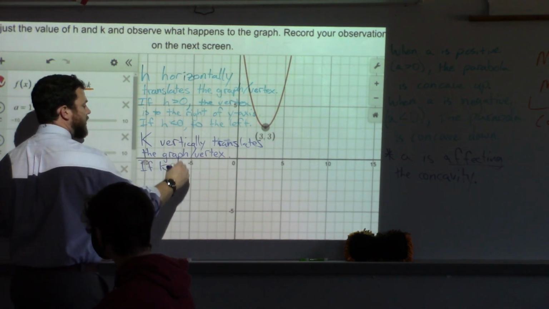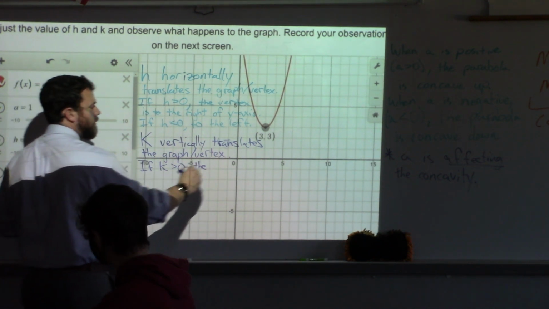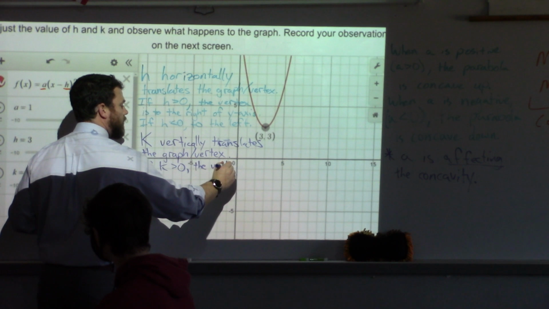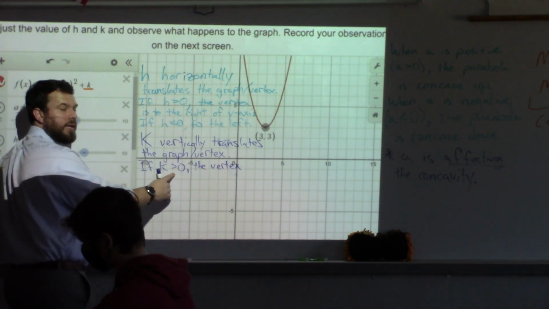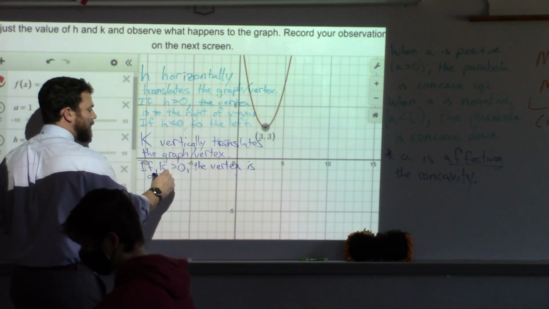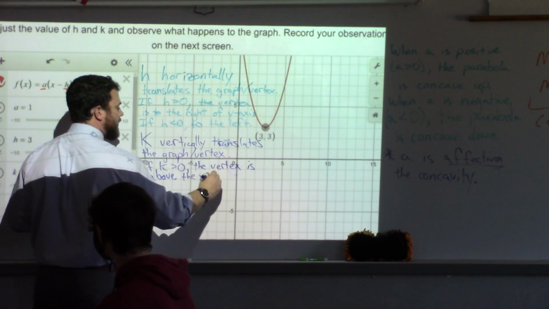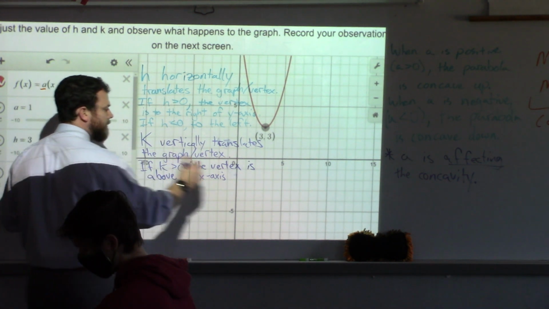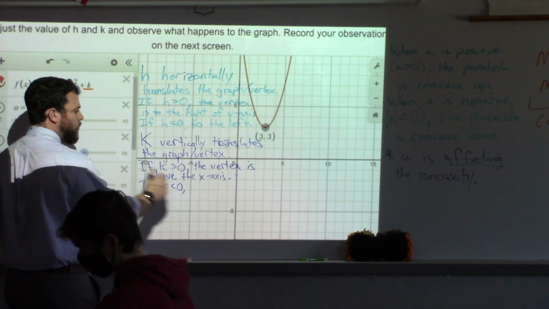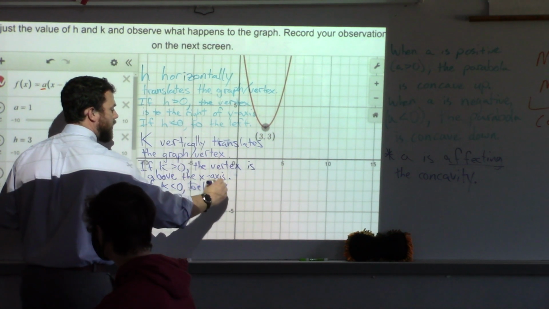If k is greater than 0, then what? The vertex is above the x-axis. Notice positive, right? It's going to go up, and we're looking at the x-axis. If k is less than 0, the vertex is below the x-axis.